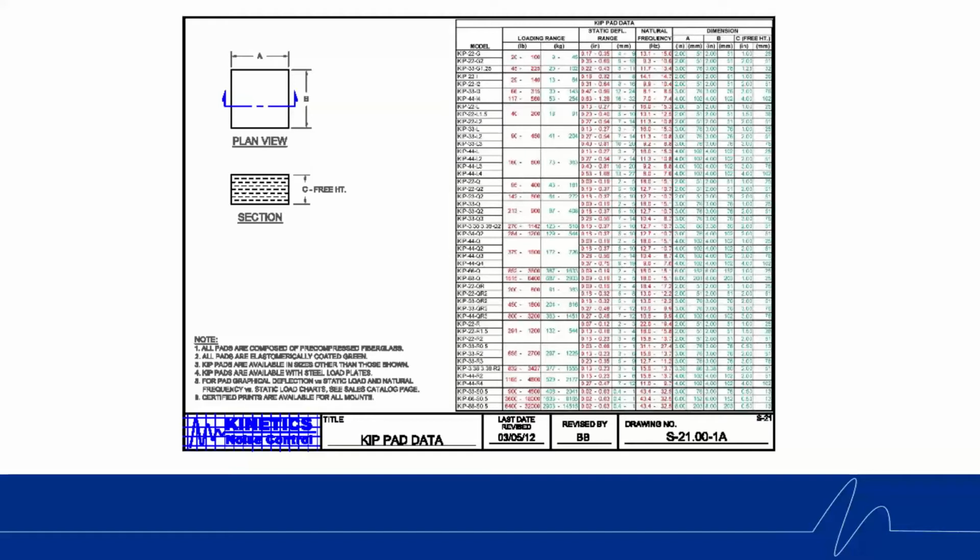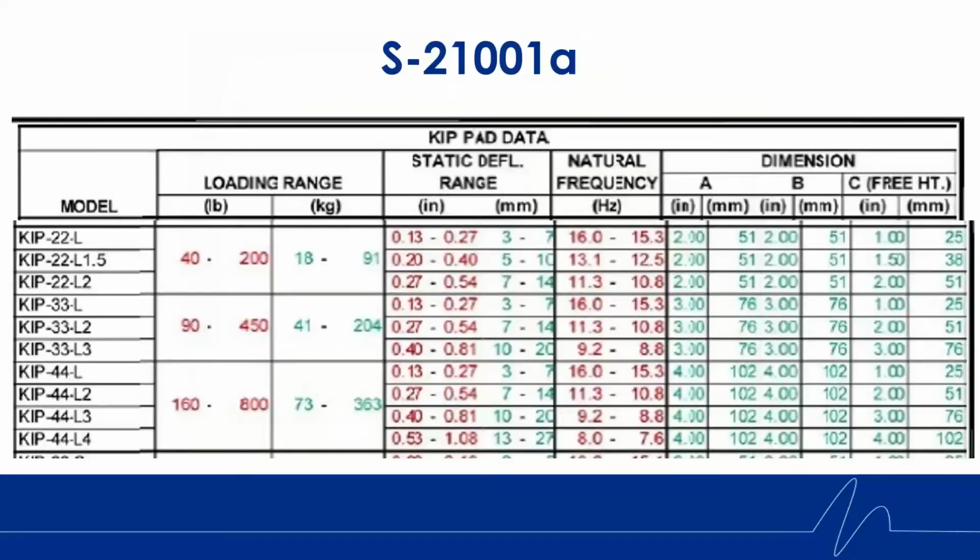The first sheet we are going to look at is the S-21.00-1A. This is our KIP data chart, which can be found on our website. For this webinar and presentation, we are going to focus on the highlighted section, which covers some of the L isolator series. It is important to remember from the previous chart that the min and max for the L glass density is 10 psi to 50 psi.